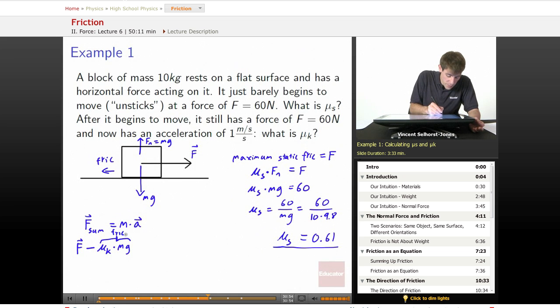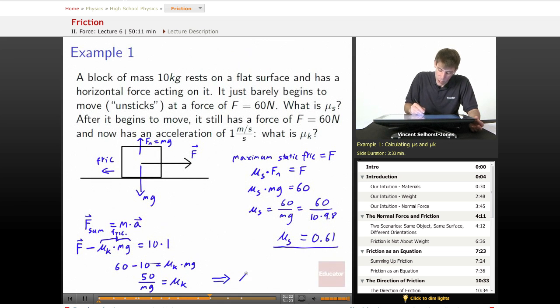And we know that that's the mass times the acceleration. What's the mass? 10 times the acceleration. What's the acceleration? 1. So we've got 60 minus 10 equals mu k times mg. 50 divided by mg equals mu k.